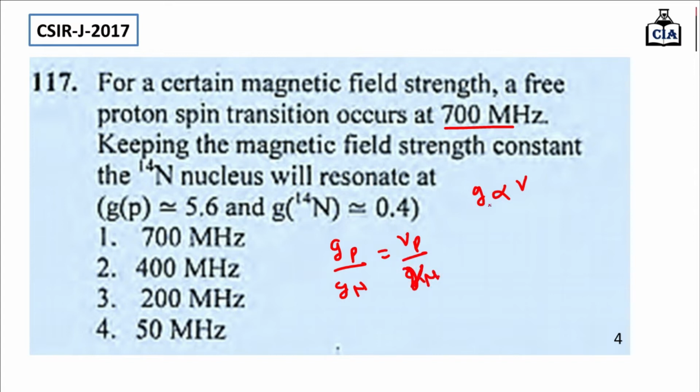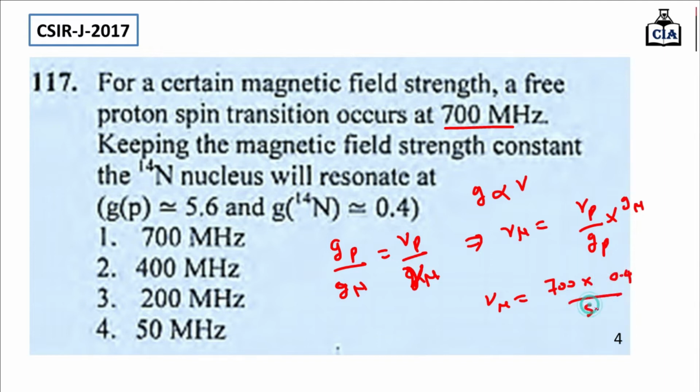Here we know the relation between g and frequency is directly proportional. So the relation is g value for proton divided by g value for nitrogen equal to frequency of proton divided by frequency of nitrogen. Just rearrange this equation to give the frequency of nitrogen equal to the frequency of proton divided by the g factor for proton, into the g factor for nitrogen. So just put in all these values, then we get the frequency of nitrogen equal to 700 into 0.4 divided by 5.6. This value will be equal to 50 megahertz. So our correct answer will be 50 megahertz, so option 4 is the correct answer.